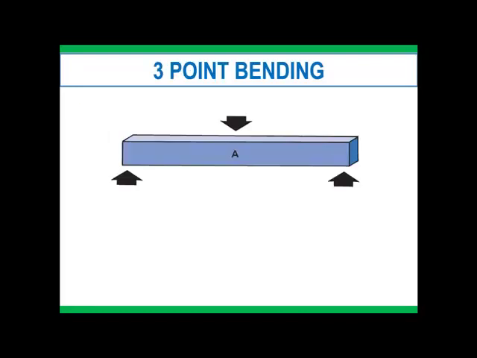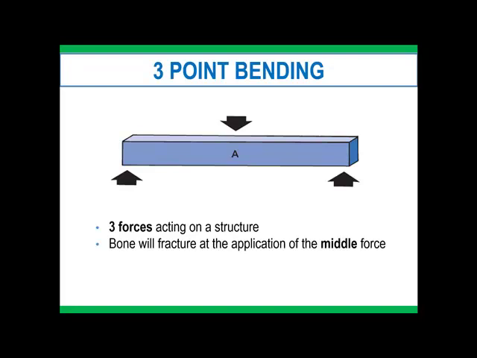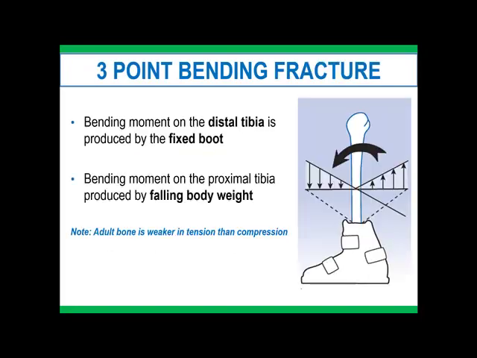So a 3-point is exactly that. If I've just snapped something, that's your 3-point bending. Where that typically happens, the bone will fracture at the middle force. So if I got my stick and I do it over there, it's going to fracture around where I put that force, or in the middle. We see this a lot in the body, particularly with what we call the ski boot phenomenon, which is the falling body in a ski boot that didn't move.